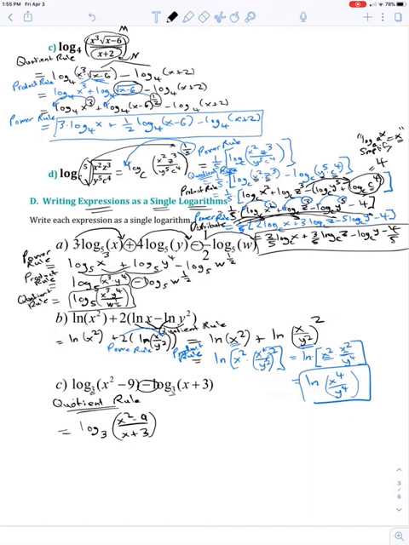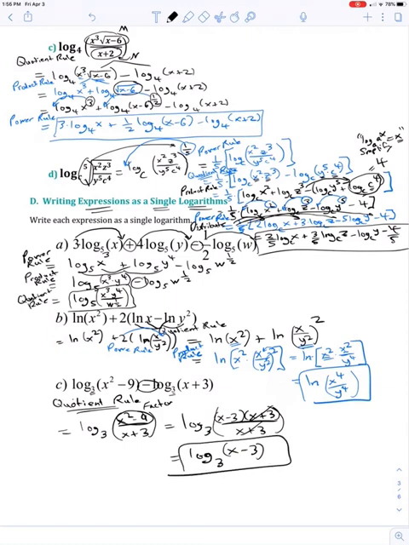And then we could simplify that a little bit. Let's go ahead and factor. All right, x squared minus 9, let's factor that. That's a difference of squares. That's x squared minus 3 squared. It's x minus 3 times x plus 3 divided by x plus 3. As we do that, they cancel out. In the end, it simplifies nicely to log base 3 of x minus 3 in simplest form.